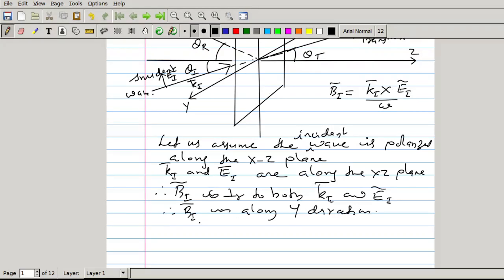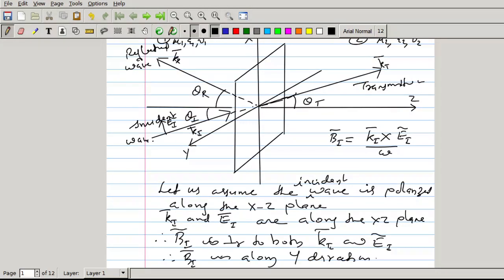If you fix the direction of propagation and electric polarization along the XZ plane, so KI and EI are taken along the XZ plane, then BI should be along the Y direction. So the magnetic field here should be along the positive Y direction.